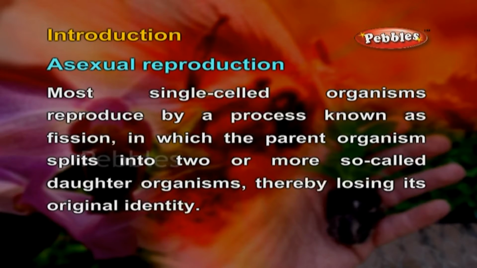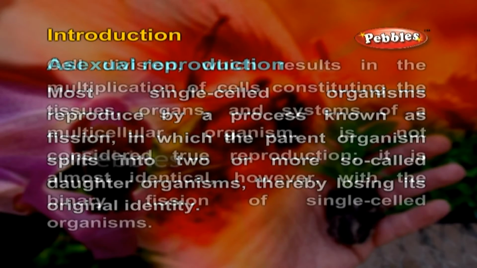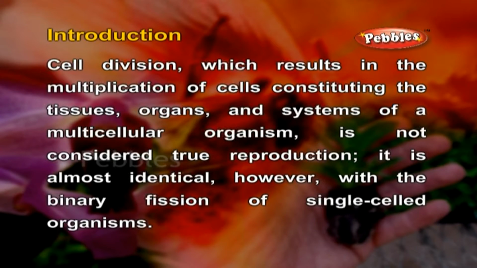Asexual reproduction. Most single-celled organisms reproduce by a process known as fission, in which the parent organism splits into two or more so-called daughter organisms, thereby losing its original identity. Cell division, which results in the multiplication of cells constituting the tissues, organs, and systems of a multicellular organism, is not considered true reproduction. It is almost identical, however, with the binary fission of single-celled organisms.